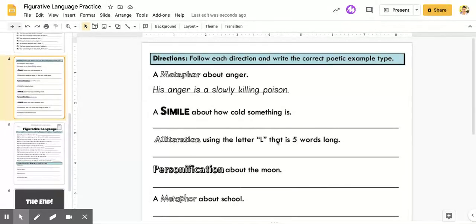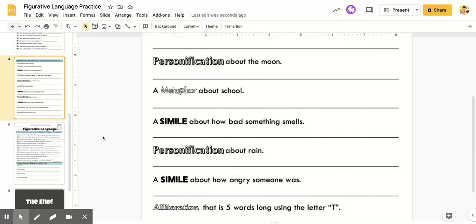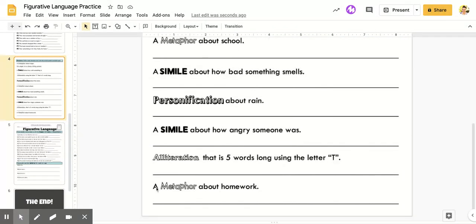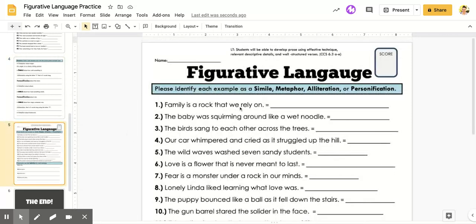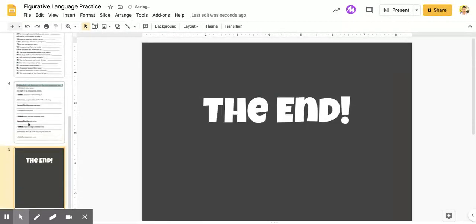Alliteration using the letter L that is 5 words long. That means it could be more than that. It could be 7 words long, but 5 of them have to have the L sound starting. And so we're doing all of those. And then the last page is another identification. Actually, let's delete this last page. I'm not feeling it, guys. So then that is your last page, and then you're at the end.